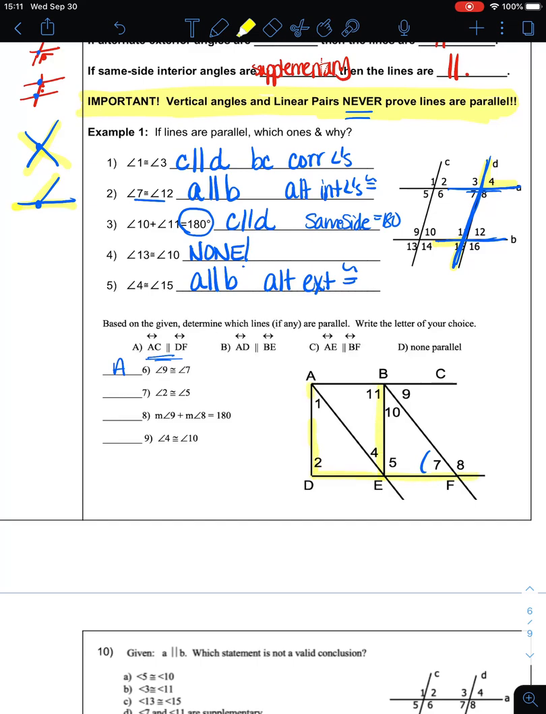So 2 and 5, here's 2 and here's 5. If I trace the sides and extend the lines out to make it a little bit easier to see, I can see that I have 2 lines and a transversal. My 2 lines are AD and BE, so that means that they are parallel because these are corresponding angles. And if corresponding angles are congruent, then lines are parallel.